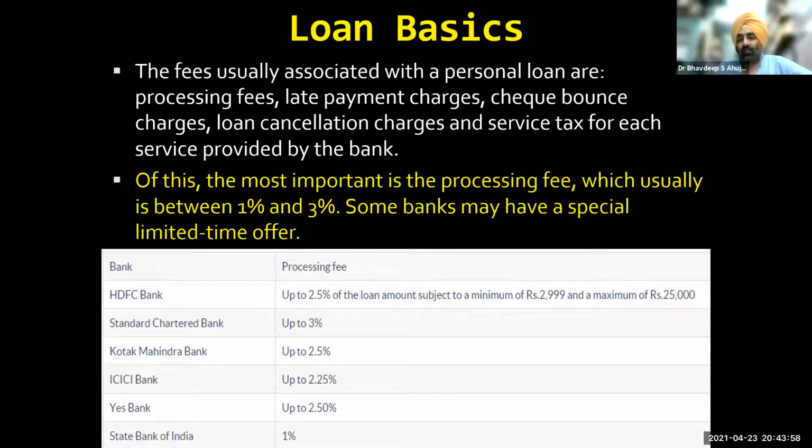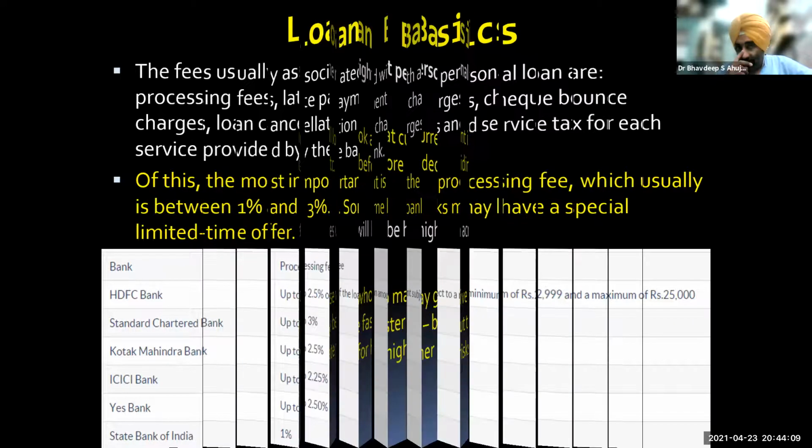All those banks will try to be in sync with each other, but the processing fee is something the banks believe they have a right to charge, just like our consultation fees. So you need to pay that surely.